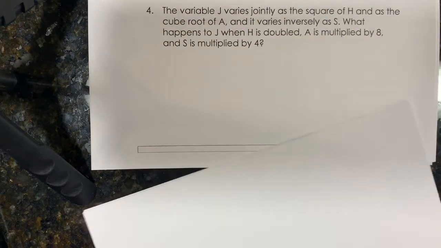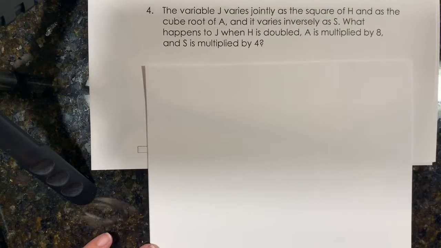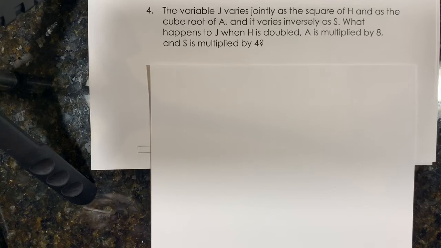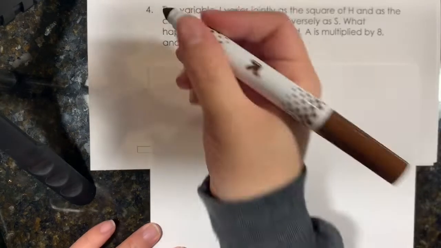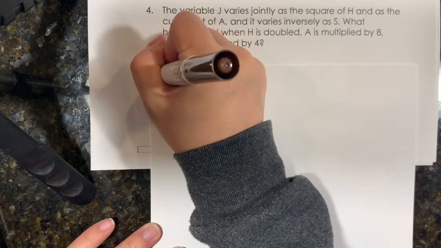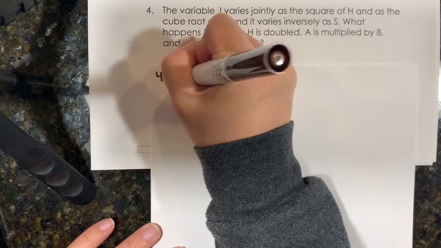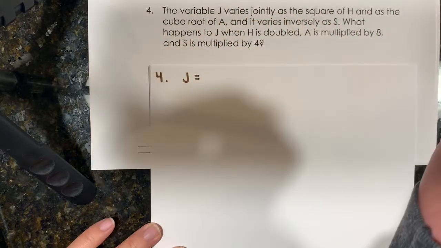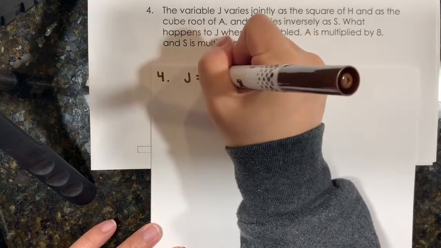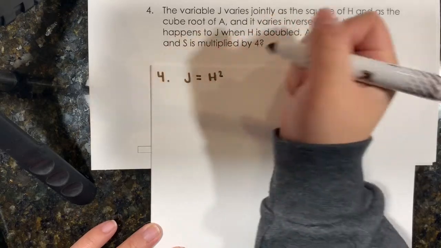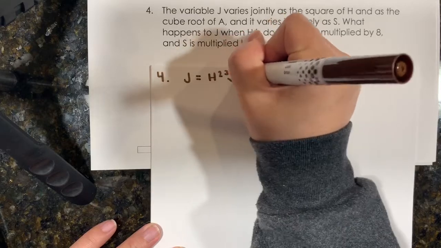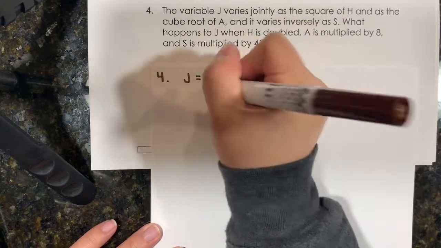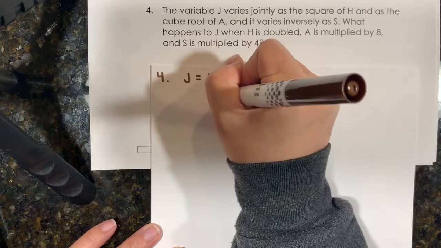Now moving on to number 4, we have J varies jointly as the square of H and as the cube root of A. So varies jointly means that we would have J equals the square of H, so H squared, and the cubed root of A, and inversely as S. So this is our original equation.